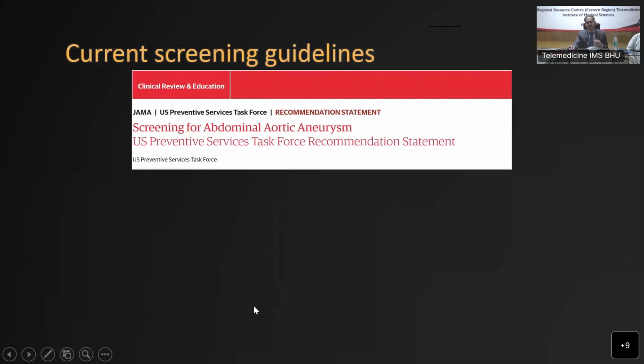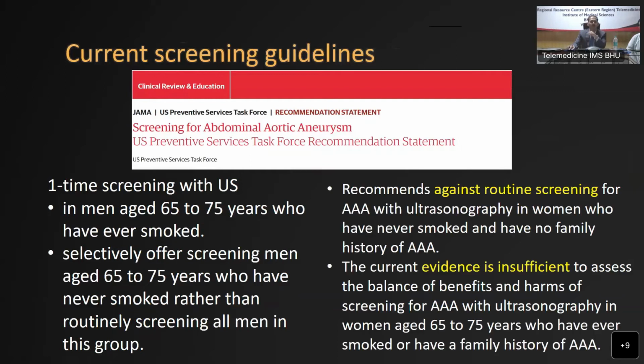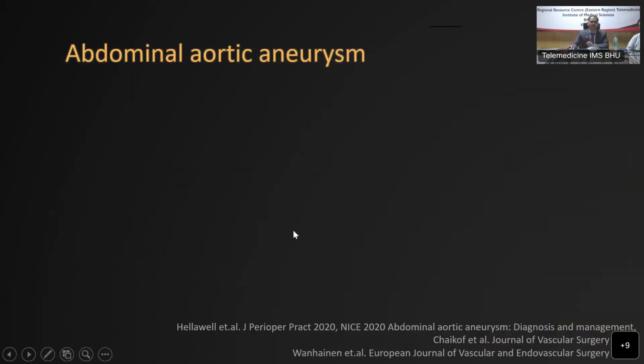In the United States, there are screening guidelines for abdominal aortic aneurysm, which are for men between 65 and 75 years old who have ever smoked. But note that the task force panel routinely does not recommend screening women, irrespective of their smoking history, which is a little biased because women tend to have a higher proportion of ruptured aortas in the abdomen.